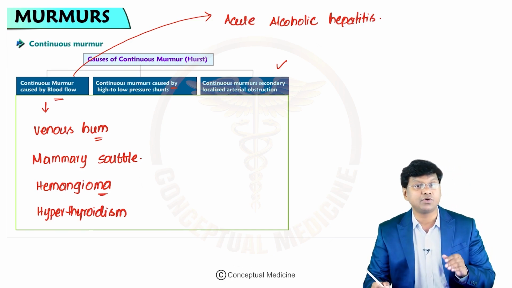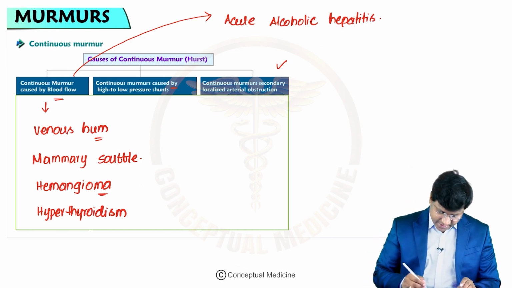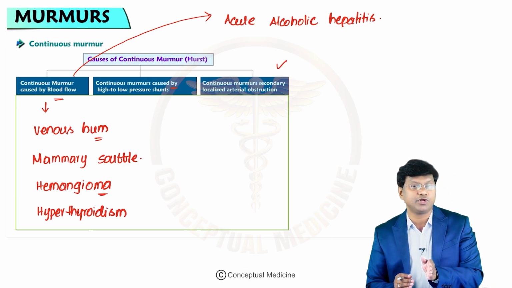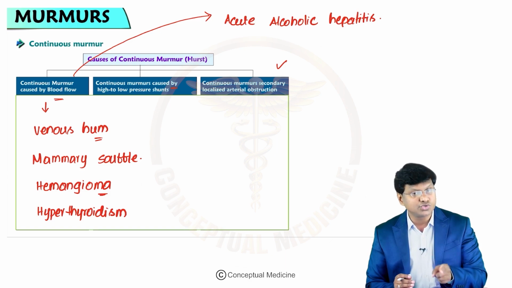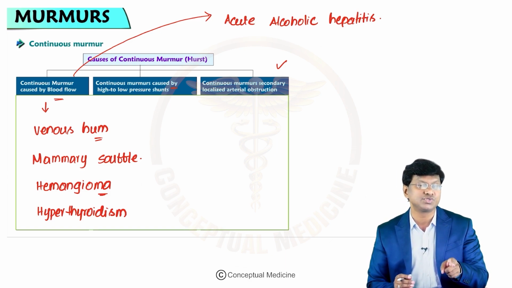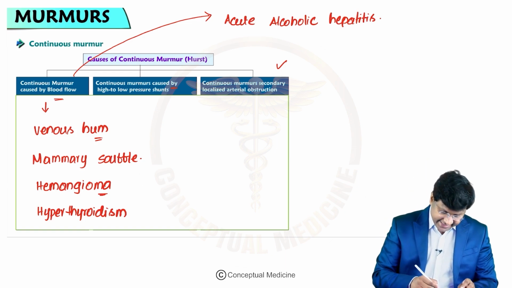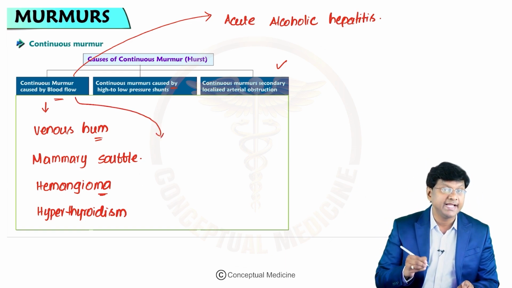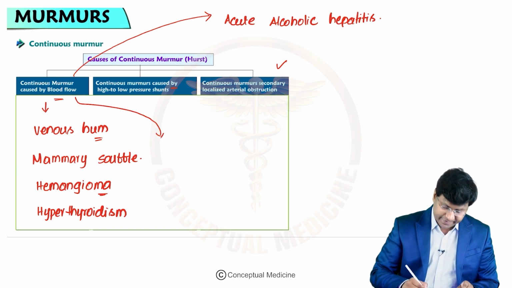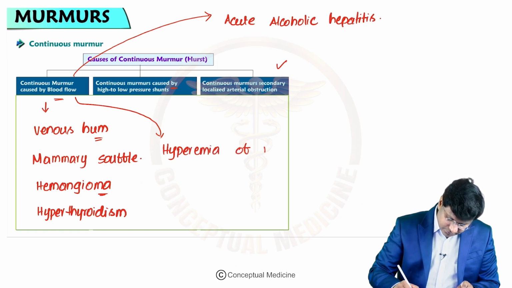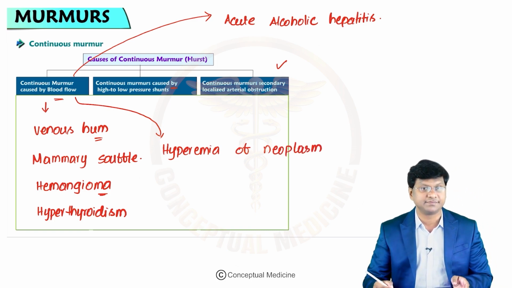Right, acute alcoholic hepatitis. And not only that, this increased velocity of the flow of blood will also occur in certain neoplasms of the kidney as well as liver and as well as the bone, and that we call the hyperemia of neoplasm.